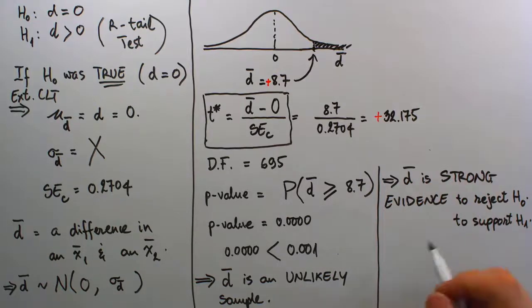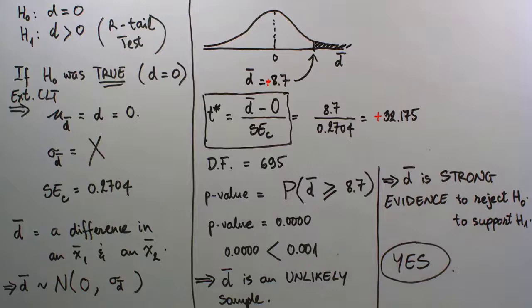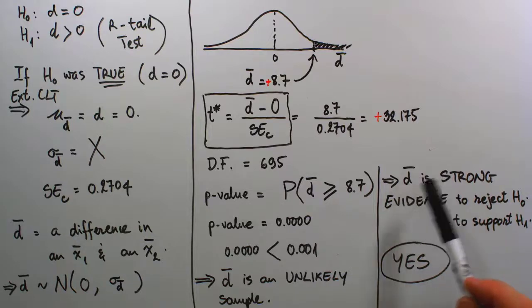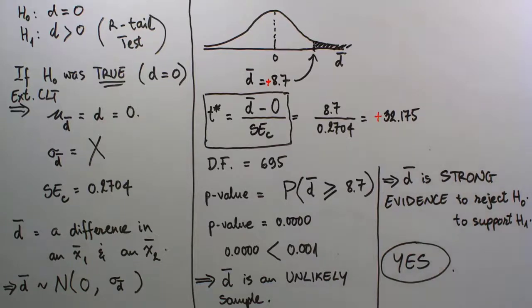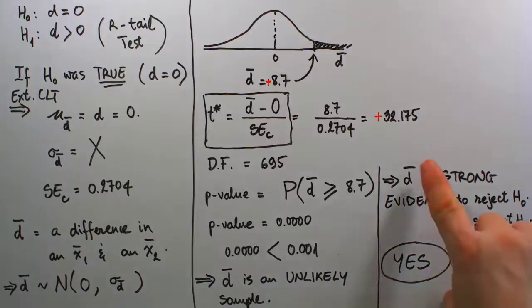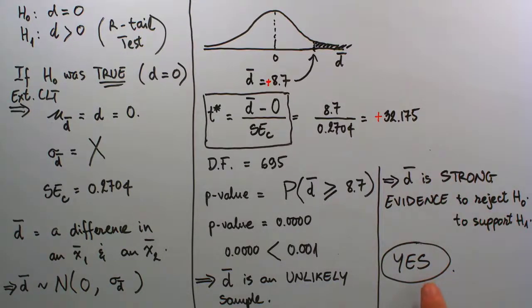So the answer to this ultimate question is yes, our samples are showing strong evidence. Now, d bar is one sample value, but it came from two samples that we created this difference from, and that's why d bar is strong evidence. That means it is equivalent with the question itself, that the two samples before calculating d bar are showing strong evidence. And now we are again saying yes.